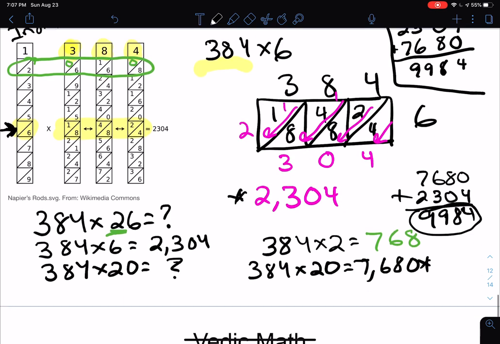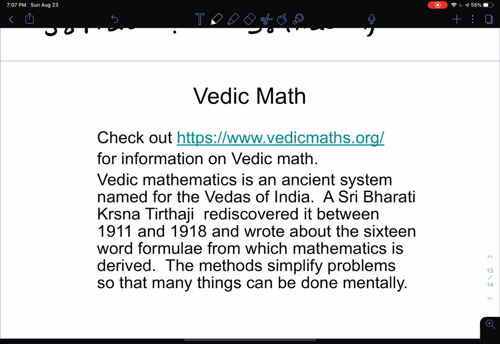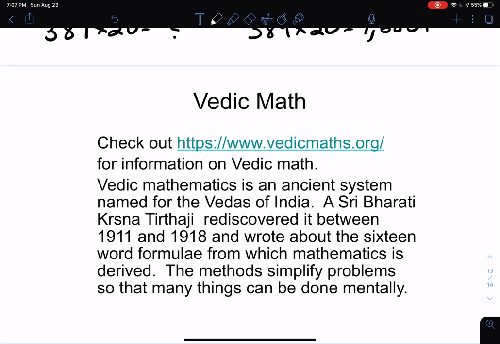Okay. Now the very last thing that I throw on here, it's not in your book, but I always think this is interesting. There's something called Vedic math. It's an ancient system from India. It had been put aside for a long time, and then it was rediscovered somewhere between 1911 and 1918. And the system has 16 formulae, which are written in words. And for them, mathematics is derived from these 16 formulae. The methods simplify problems so that many things can be done mentally. So it's kind of fun to explore.